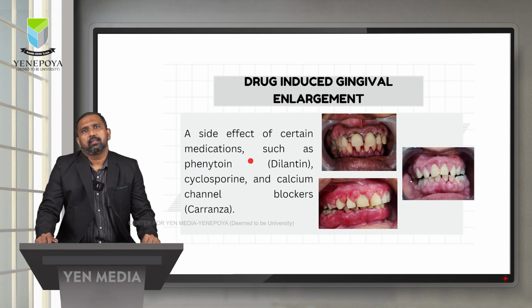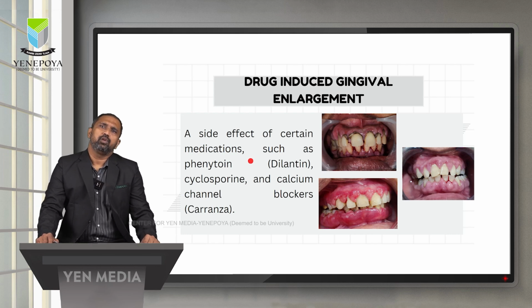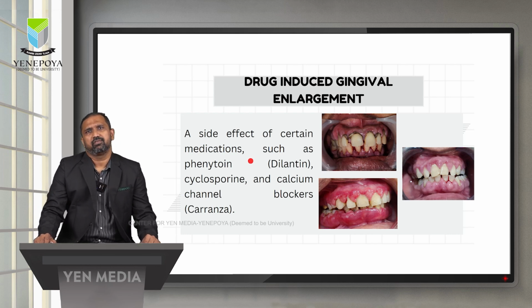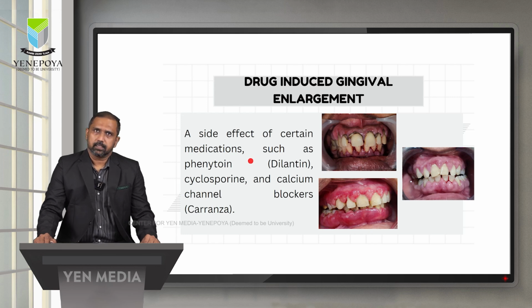The third common drug is the immunosuppressive. If you see one of the pictures there, it is very reddish in color and very friable; when you touch these areas, it typically bleeds. These are the enlargements usually seen in the case of drugs which are used as immunosuppressive agents.